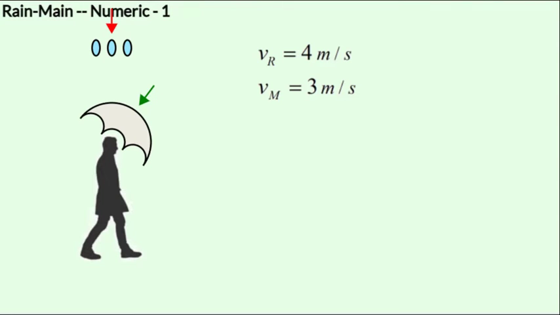Let's do a numeric problem on the Rain Man concept, and that way you will build the confidence in representing the problem as a vector diagram and then going on to solve it. We are given that the rain falls down vertically with a velocity of 4 meters per second.